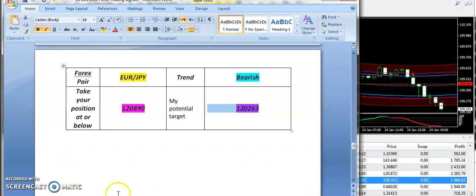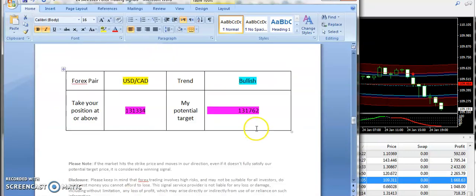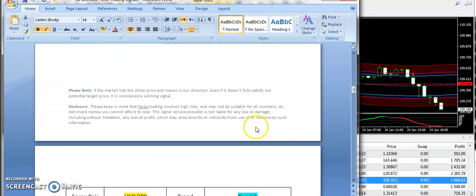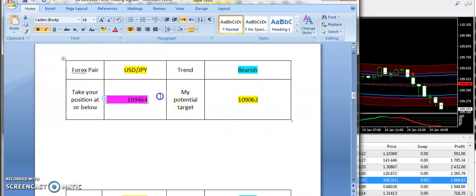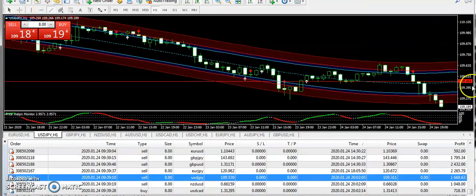Next, let's talk about USDJPY. So guys, this is the fourth signal of my signals report. USDJPY with a bearish expectation from 109464 and 109062 is the target price. And guys, you can see the big drops have already come here, and the market is already going down on USDJPY. So overall, if you have done scalping, you cannot even call it scalping, because 1, 2, 3, 4, 5 hours we have seen the drop on USDJPY.